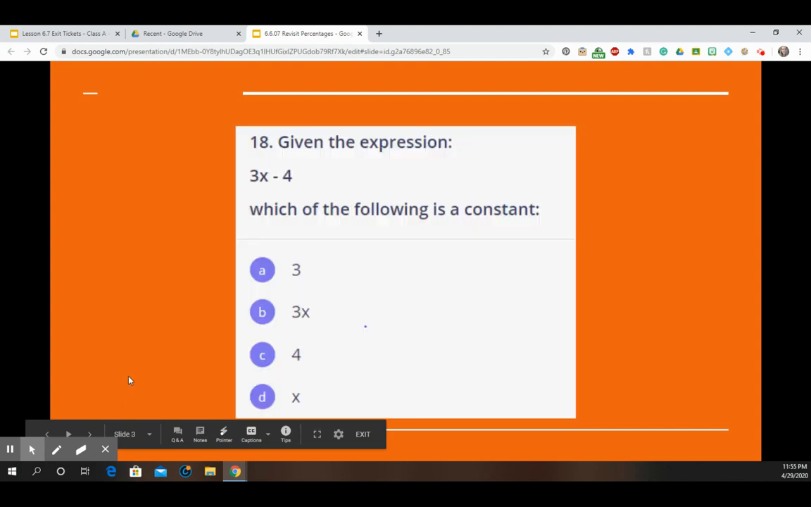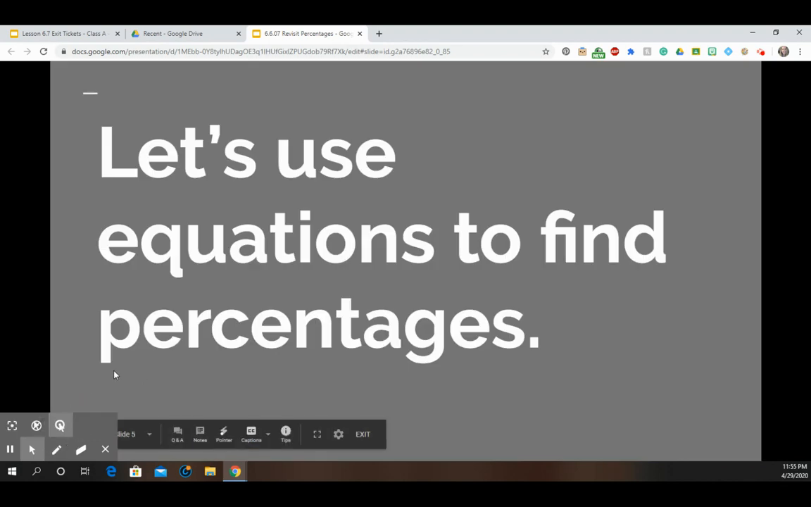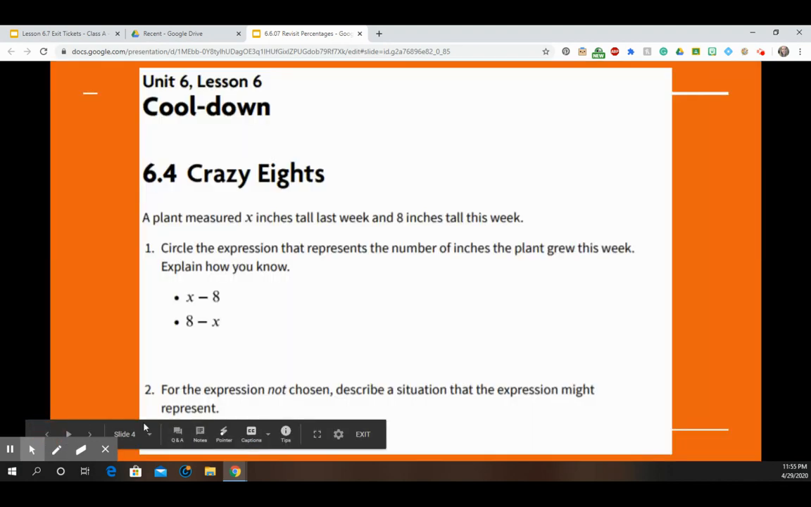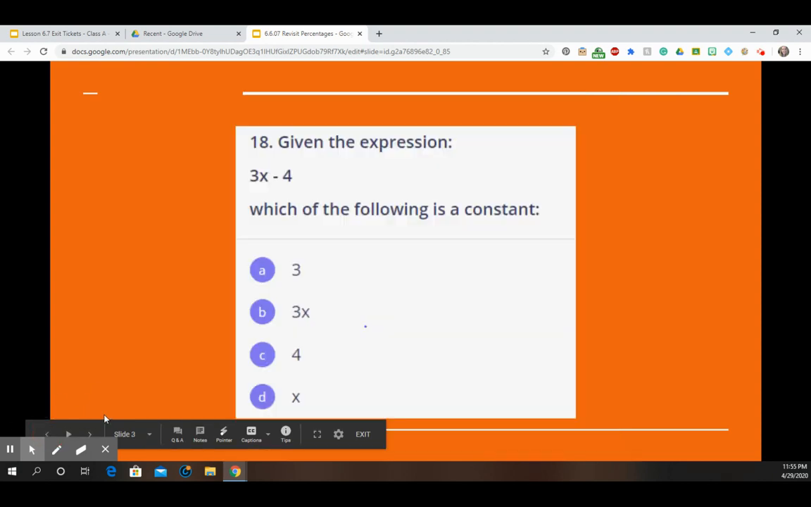Okay, so let's go over this question. And it says, given, oops, I love how this is right here and I can't move it. Okay. Given the expression 3x minus 4, which of the following is the constant?